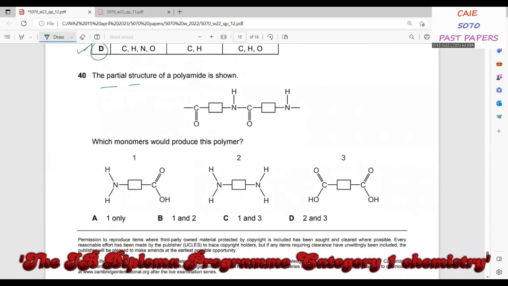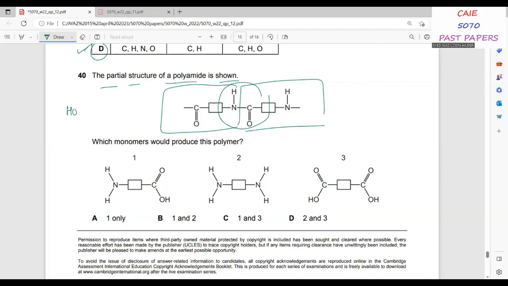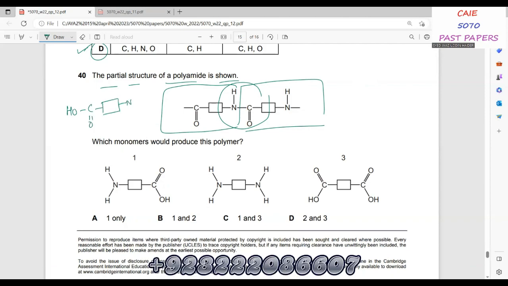40. The partial structure of a polyamide is shown. This is a polyamide, it contains a linkage NHCO. And if you work out the repeat unit for this, you will get this. This will be the repeat unit for this one. Alternatively, you can also draw the monomer for this polymer like this. Both of these monomers are correct.